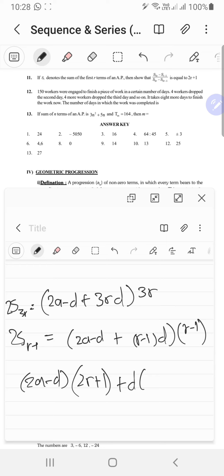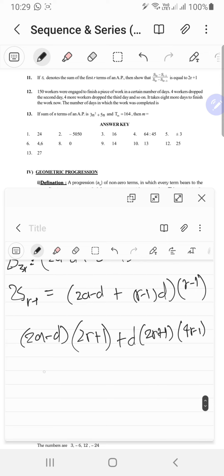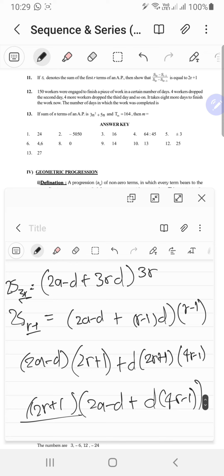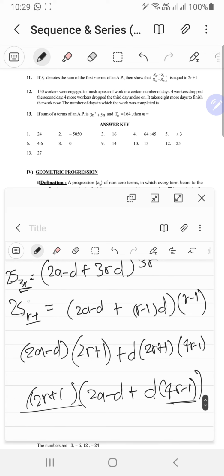That's like (3R minus (R minus 1)) times (3R plus (R minus 1)). So 3R minus (R minus 1), we know that's just 2R plus 1, and then the addition thing, that is 4R minus 1. So you can take 2R plus 1 common, and we get 2A minus D plus D into (4R minus 1). So notice what happened over here. This is the difference of these things, and this is the sum of these things.